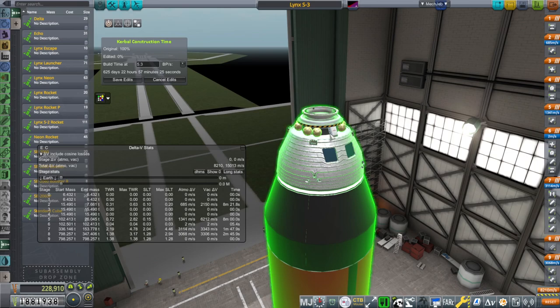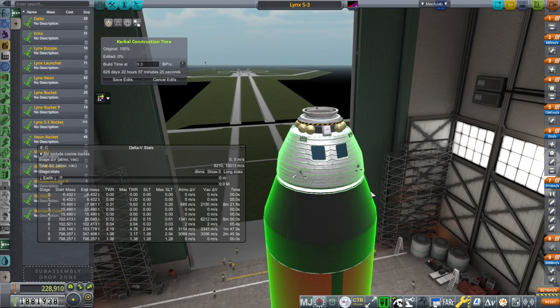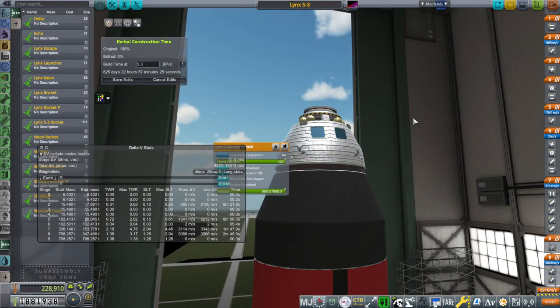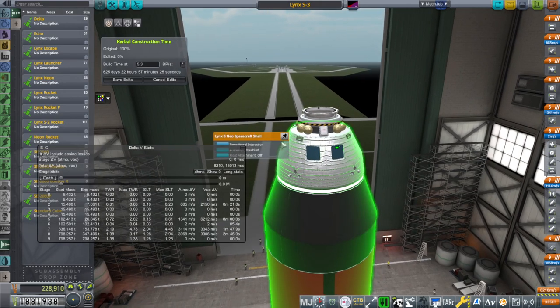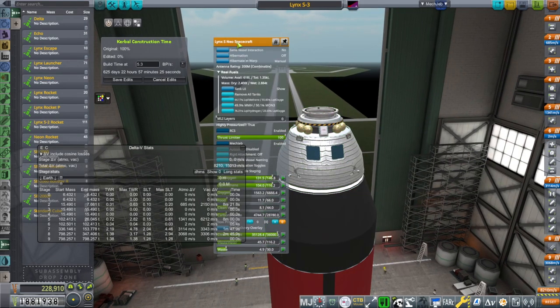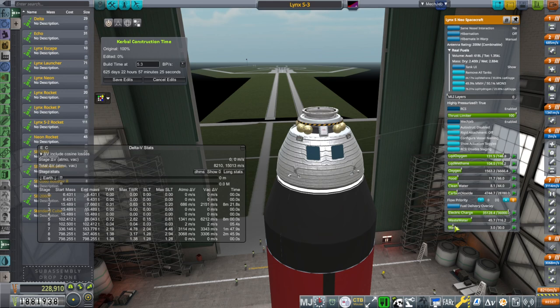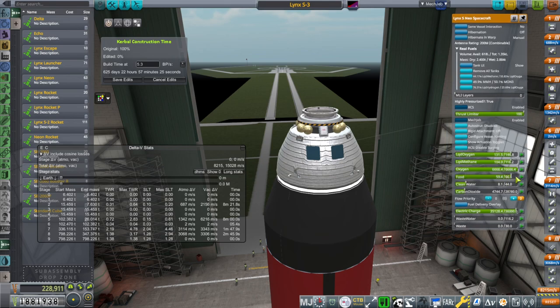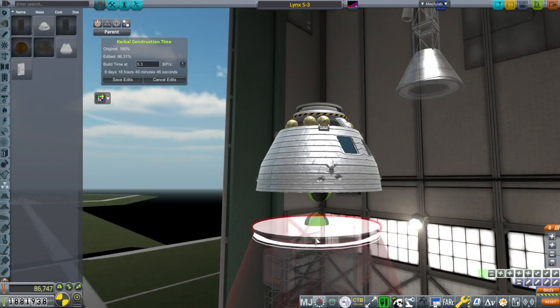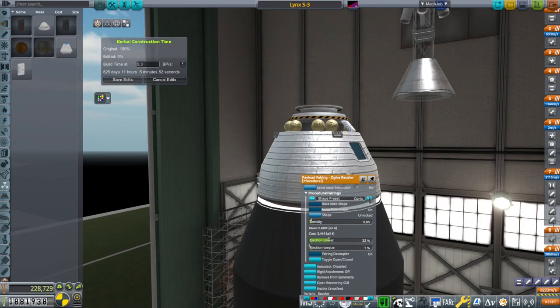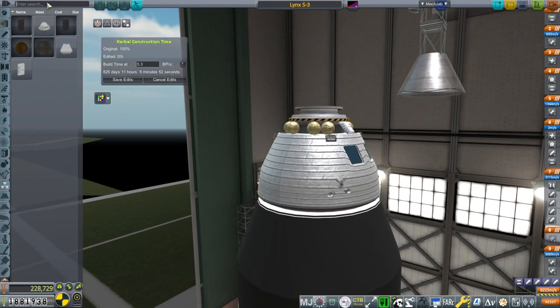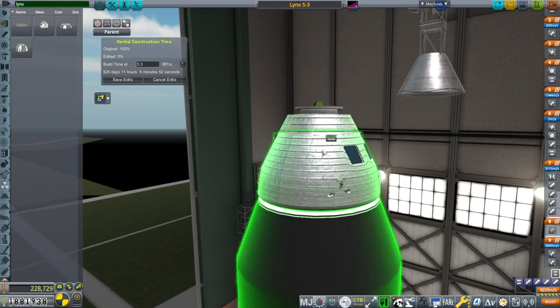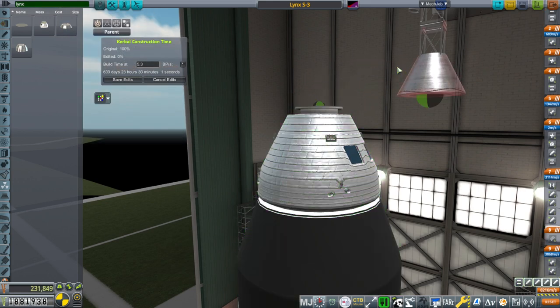Hopefully the parachutes are repacked properly. The heat shield will be replaced. And we need the supplies here. It still has the same supplies. Maybe I should just put the parachutes over again, because this is worrisome. Okay, so that should be good. We need the aero cap. And the launch escape system.